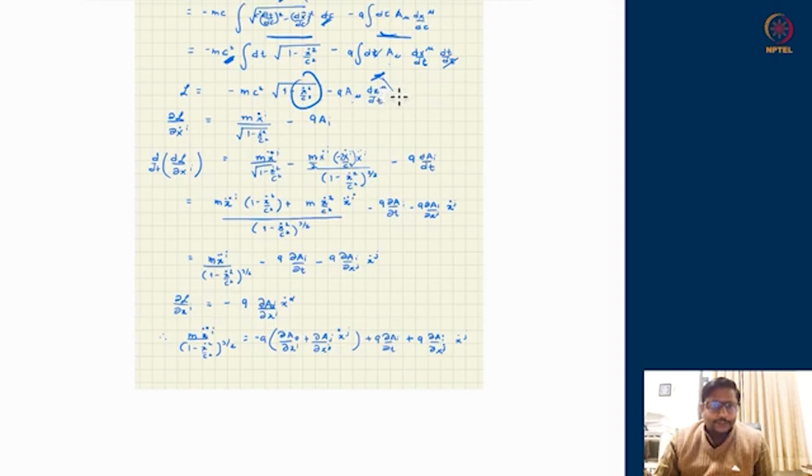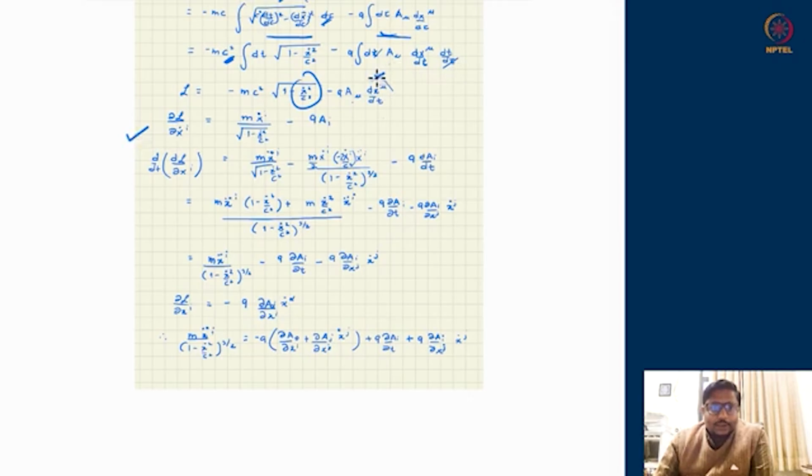dx0 upon dt will be 1. dxi upon dt will be the 3 components of the spatial velocities. Okay. So once this Lagrangian is given to me, I will proceed ahead and write down the Euler-Lagrange equation of motion, first by taking the Lagrangian's partial derivative with respect to xi dot.